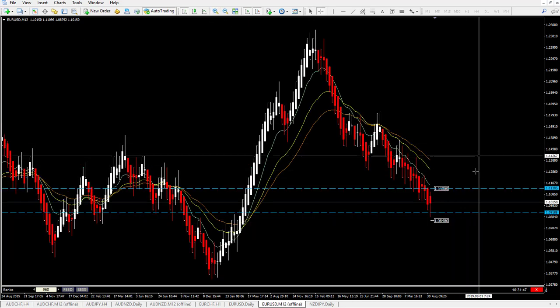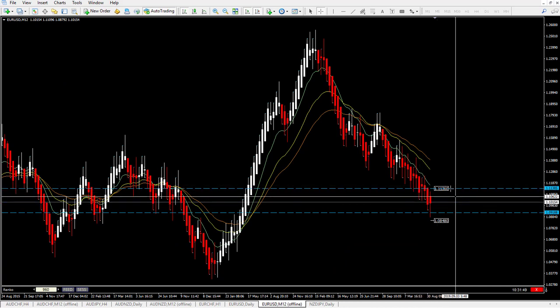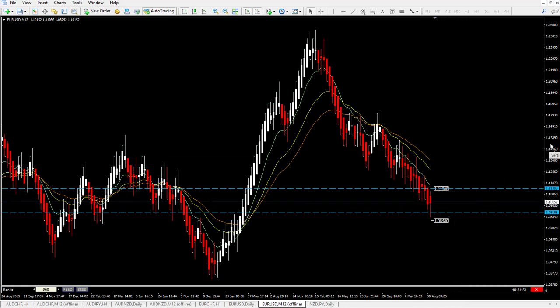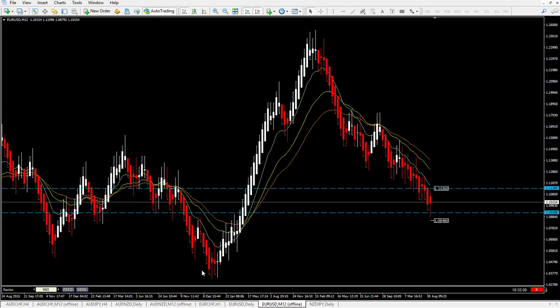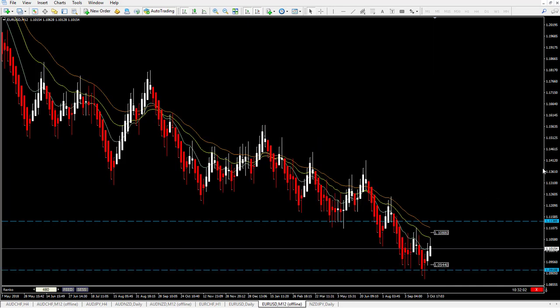We don't have to draw any other lines because we need to draw the lines close to the price. We don't want to have too many lines because it will be too confusing for us. So we have resistance, we have support. In case of breakouts, then we will look for other levels.